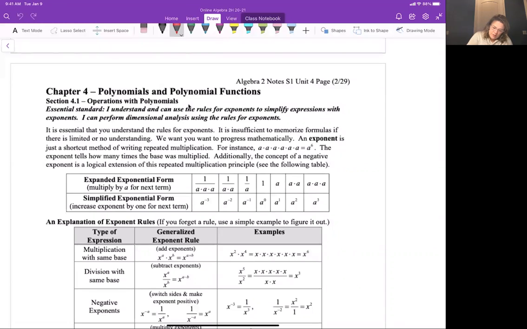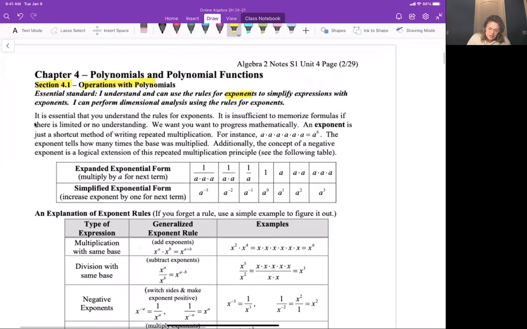All right, we are starting our first section for our next unit. Section 4.1, operations with polynomials. The essential standards: I can understand and use the rules for exponents to simplify expressions with exponents. I can perform dimensional analysis using the rules for exponents.